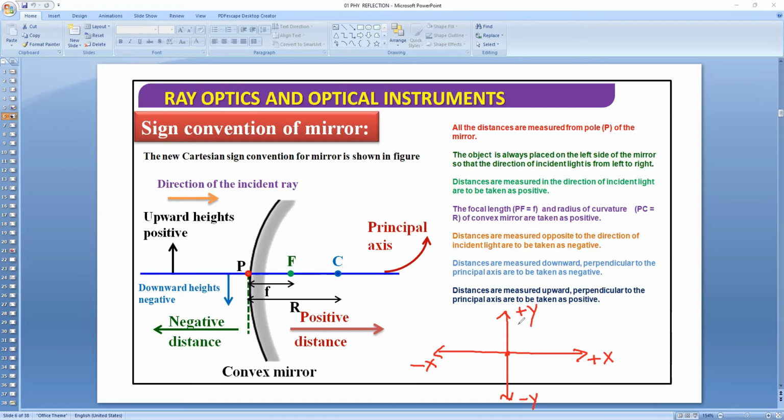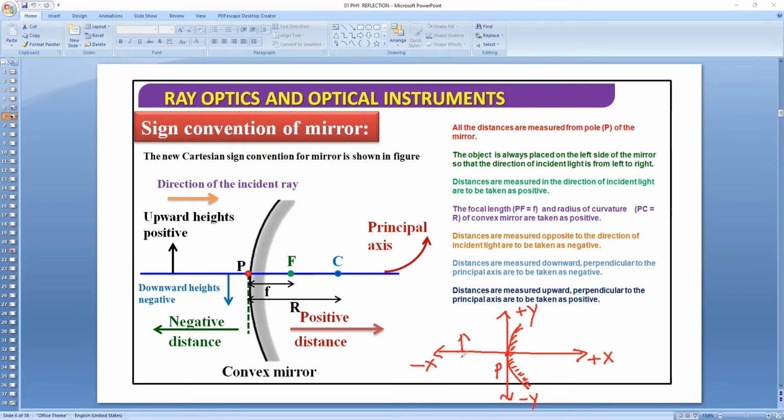Assume that you have placed a convex mirror. What is a convex mirror as per the definition? Bulged outwards as a reflecting surface, bulged inwards as a coated surface, is called a convex mirror. Now, the first point you need to understand: all the distances are measured from the pole. The object is always placed on the left hand side of the mirror so that the direction of incident light is from left to right. Distances measured in the direction of incident light are taken to be positive.